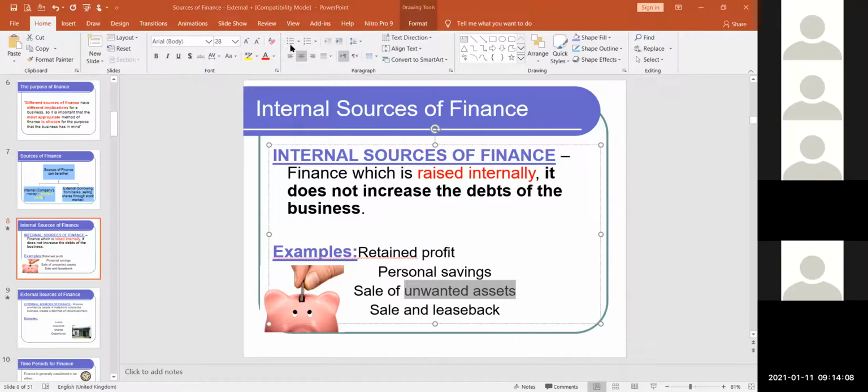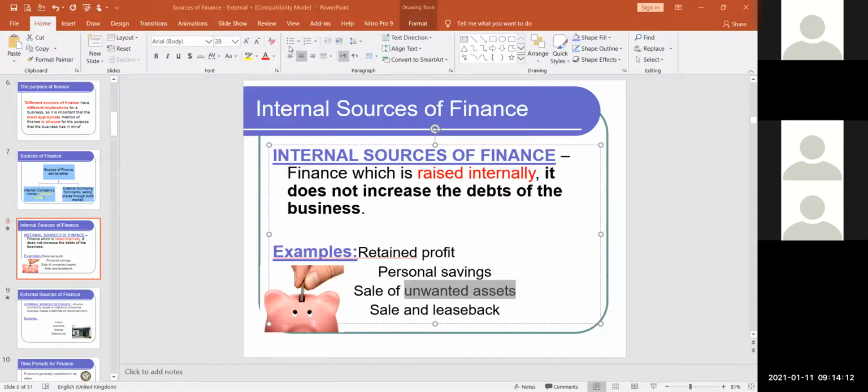We have these number of assets, which is the machines, the buildings, trucks, whatever. We do not want it. We do not use it in the production process, and therefore we just decide to sell it and get the cash instead. So this is another source of finance. Then the sales and the lease back.